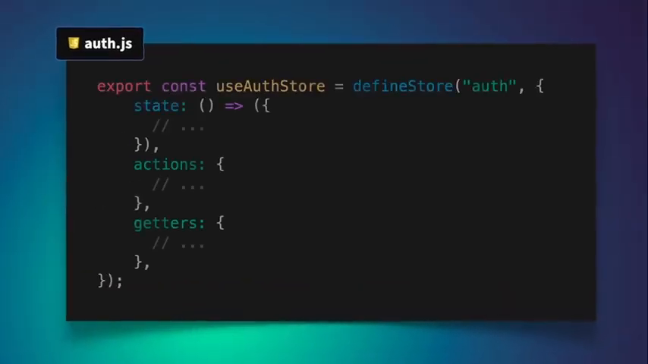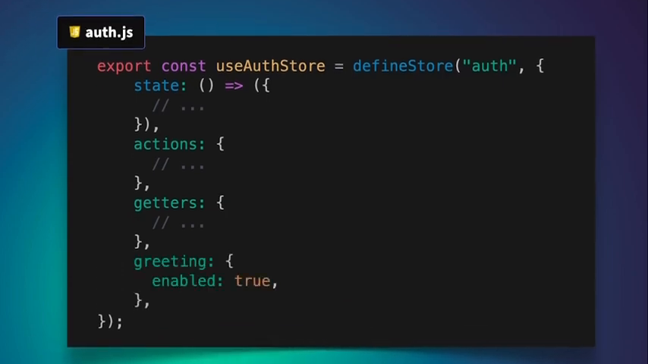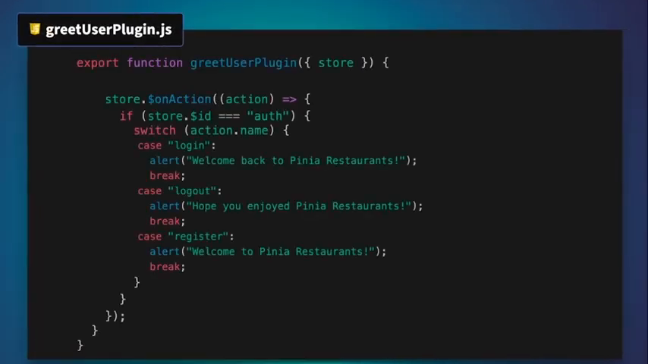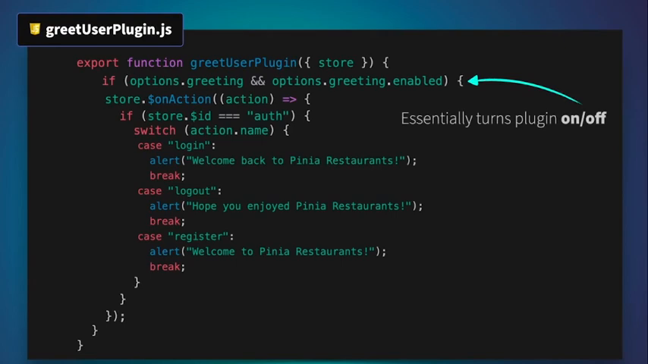The last pattern we'll look at is an interesting one because it allows us to send data from a store directly to a plugin. We can add an option to a store, beyond the state, actions, and getters. If we create our own option in a Pinia store, we can add properties to that option for any data we want our plugin to be able to use. In the example, we've added the greeting option with an enabled property. We'll use this to send either true or false to the plugin. By doing this, we're essentially able to turn the plugin on or off.